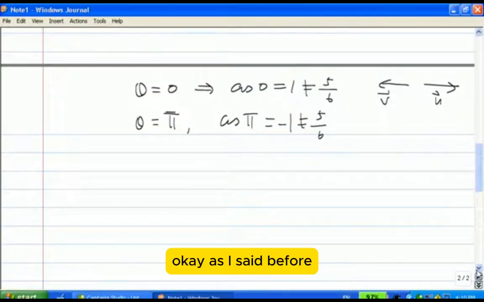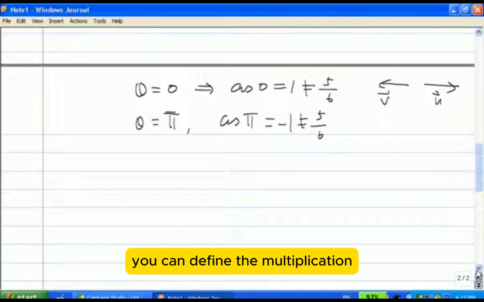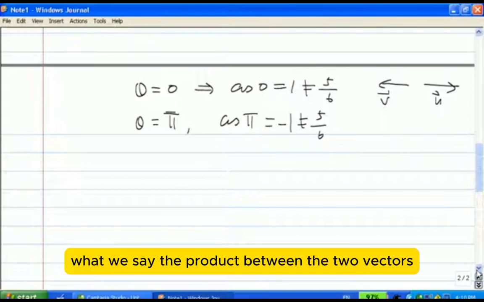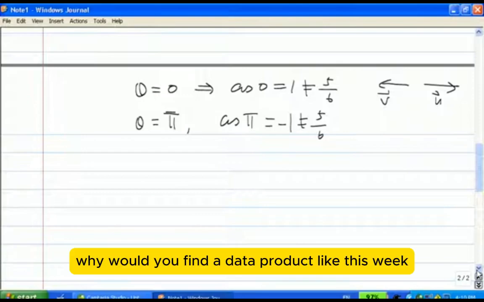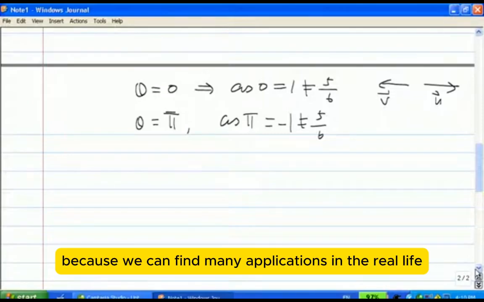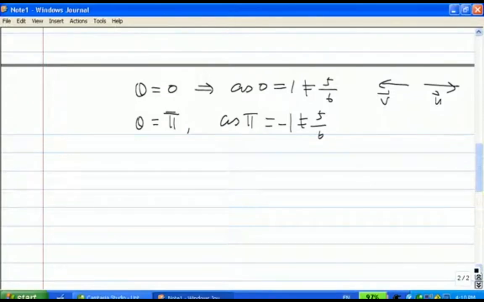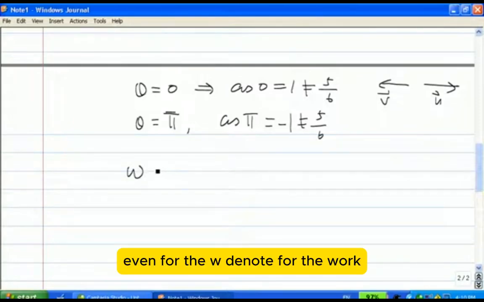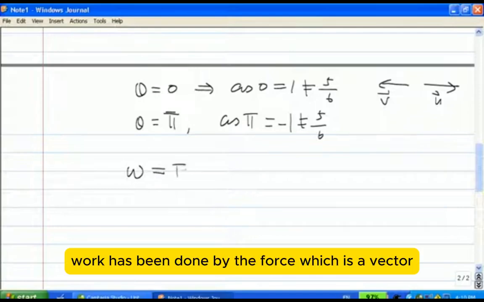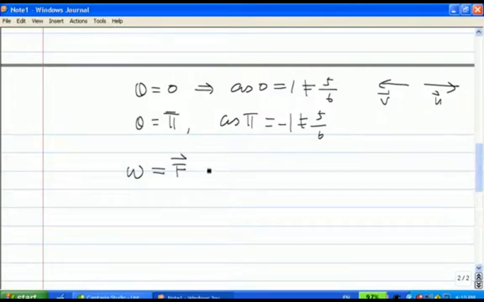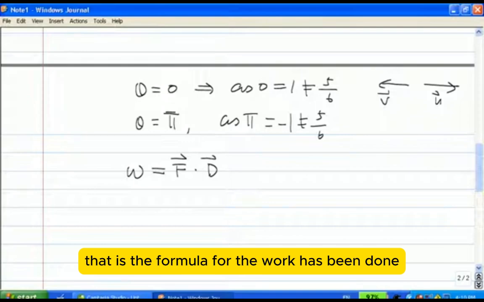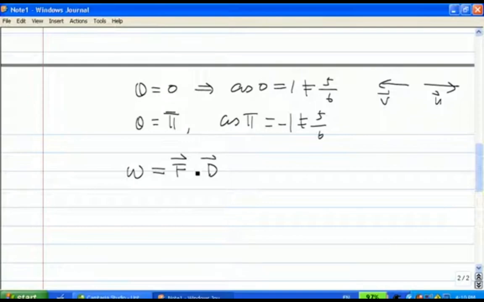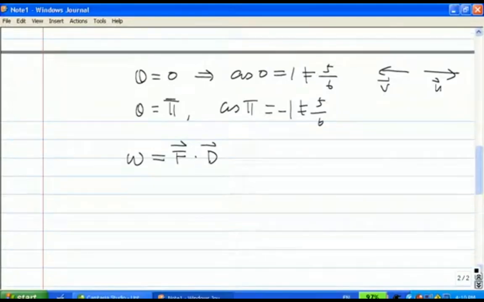As I said before, you can define the product between two vectors any way you like. Why do we define a dot product this way? Because we can find many applications in real life. For example, in physics, if W denotes the work, the work done is the force, which is a vector, dot the displacement, which is another vector. That's the formula for the work done. Then we use the dot product.